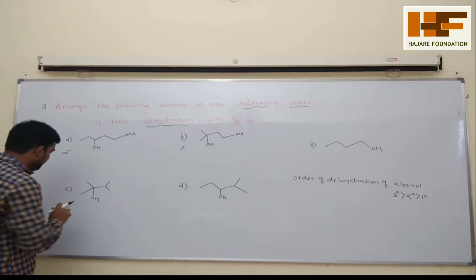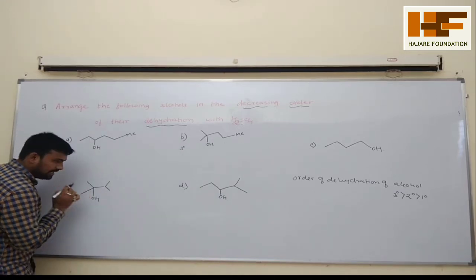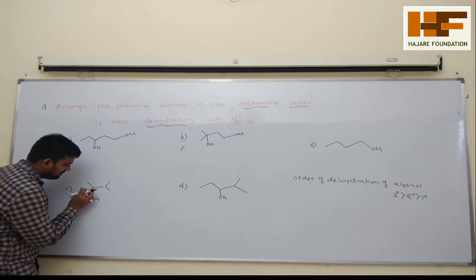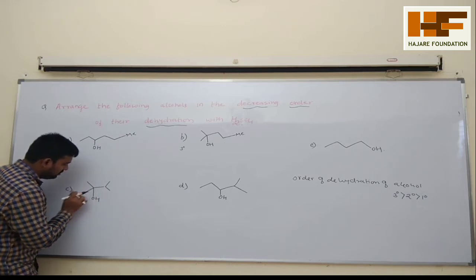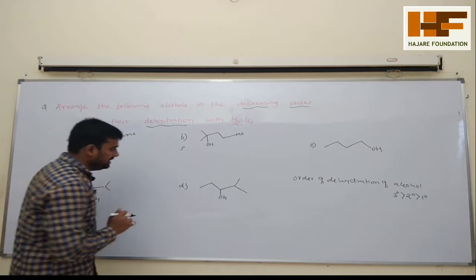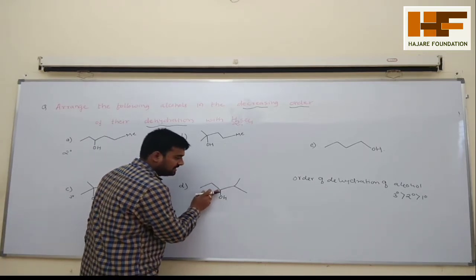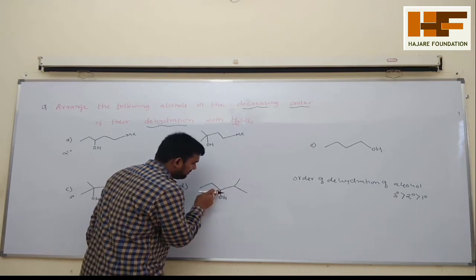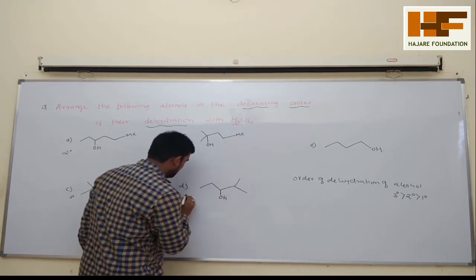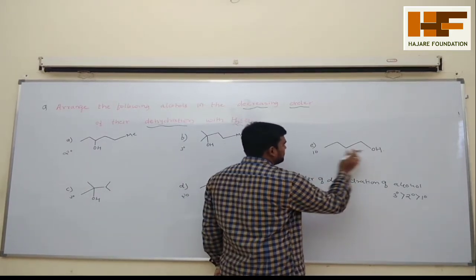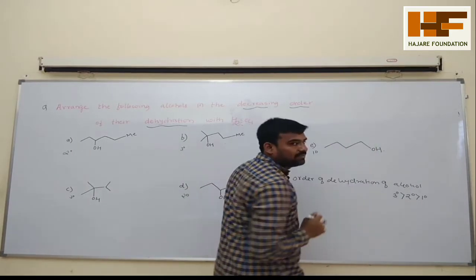Option C, the OH group is again attached to a tertiary carbon atom. So this carbon atom is attached to 1, 2, 3 carbon atoms. Option D, the OH group is attached to a secondary carbon atom, because this carbon atom is attached to 1, 2. So this is the secondary. And the last one, E, is the primary, because the OH group is attached to only one carbon atom.